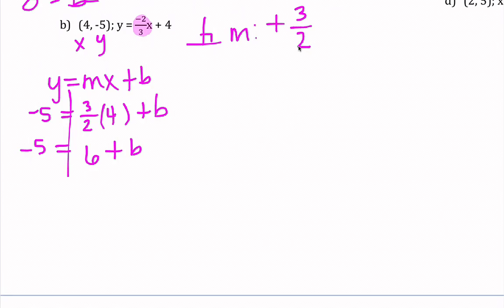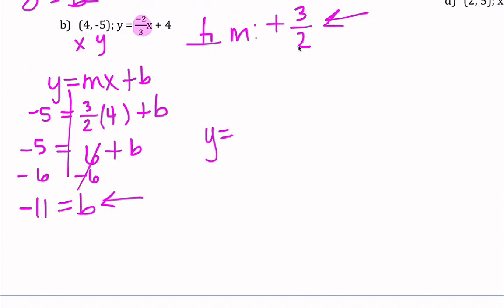Get rid of that 6 by taking away 6 from both sides. Negative 5 subtract 6 is a negative 11. So I know that b is negative 11. So now that I have my slope and my y-intercept, I can write my equation. Y equals 3 over 2x minus 11.